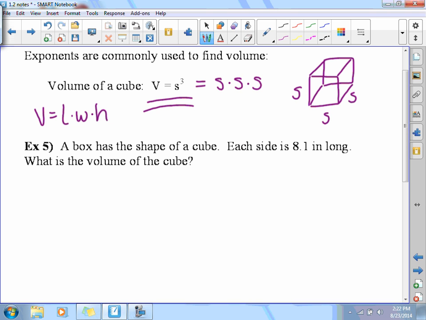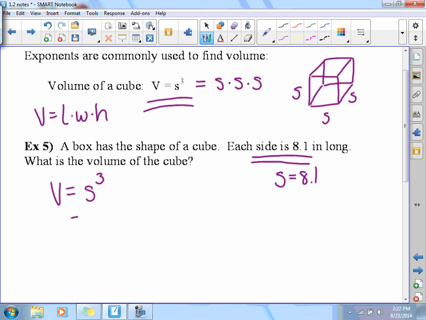So if you want to draw another picture and label the sides, you can. It's not really necessary though, because we have our formula, volume equals s cubed. And they tell you in the problem that each side is 8.1 inches long. So they're telling you the value of s. S is going to be 8.1. That's okay that it's a decimal. Doesn't matter. We have calculators to help us figure this out.